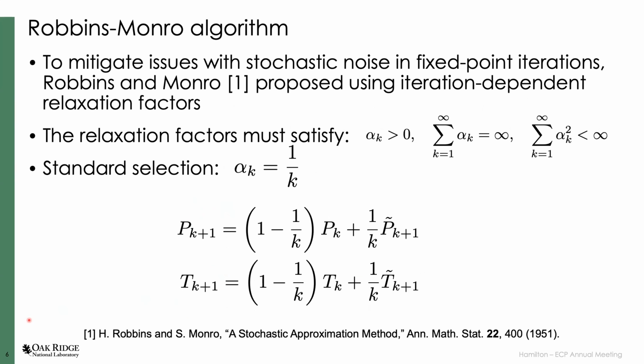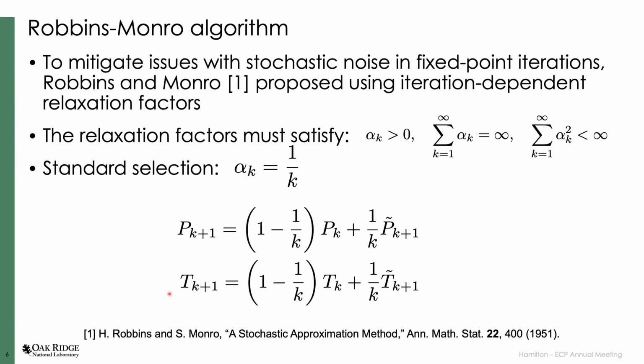So the Robbins-Monro algorithm is a very old algorithm. I've got the citation down here. It goes back to 1951. So we're in that same time frame that John was talking about at the very beginning, when they were just starting to look at stochastic algorithms. But the basic idea here is we're going to pick a relaxation factor that varies with iteration. In particular, there are some constraints that have to be satisfied, but in practice, it almost always ends up being that the relaxation factor is 1 over the iteration number.